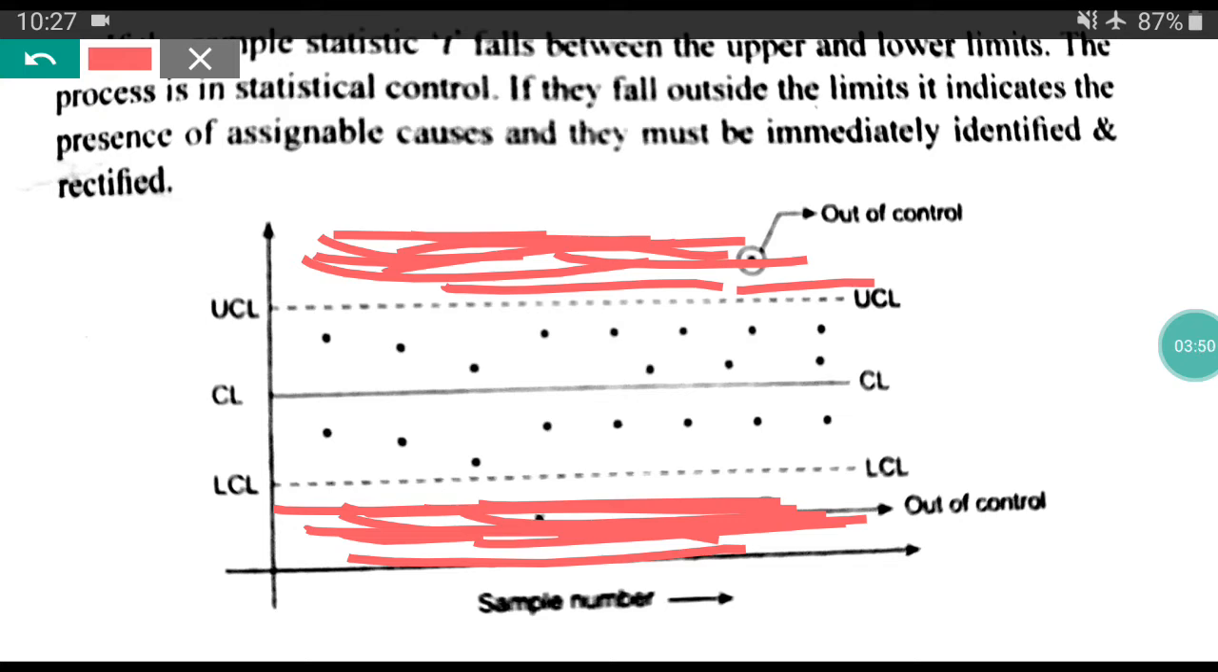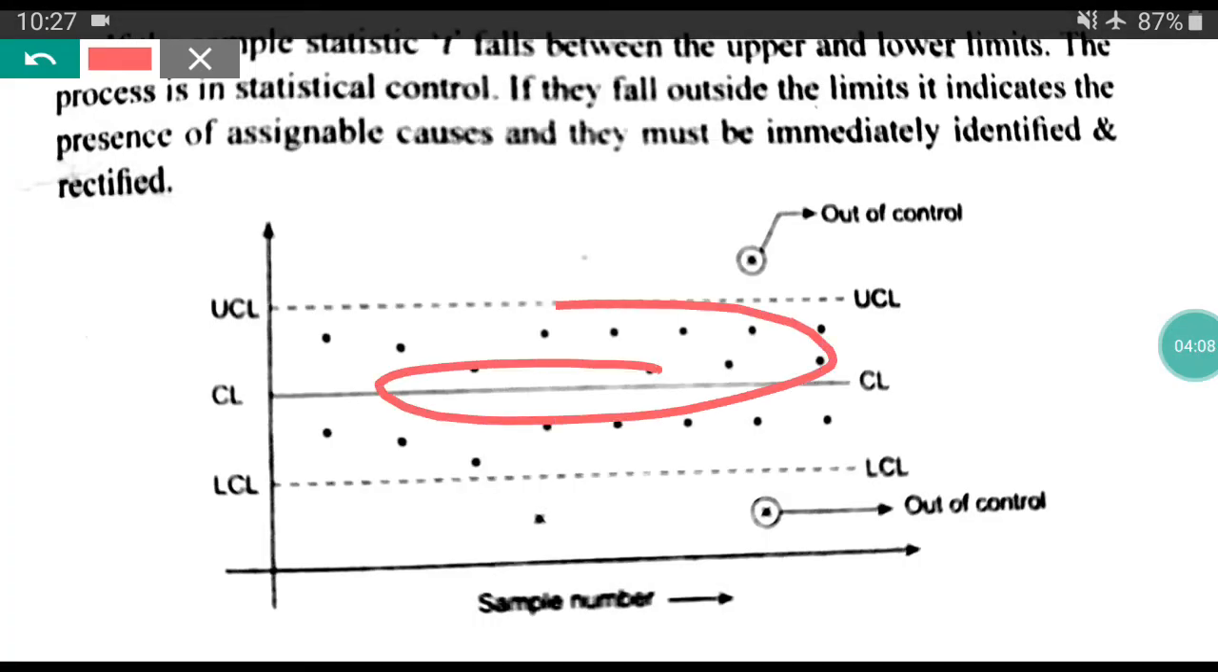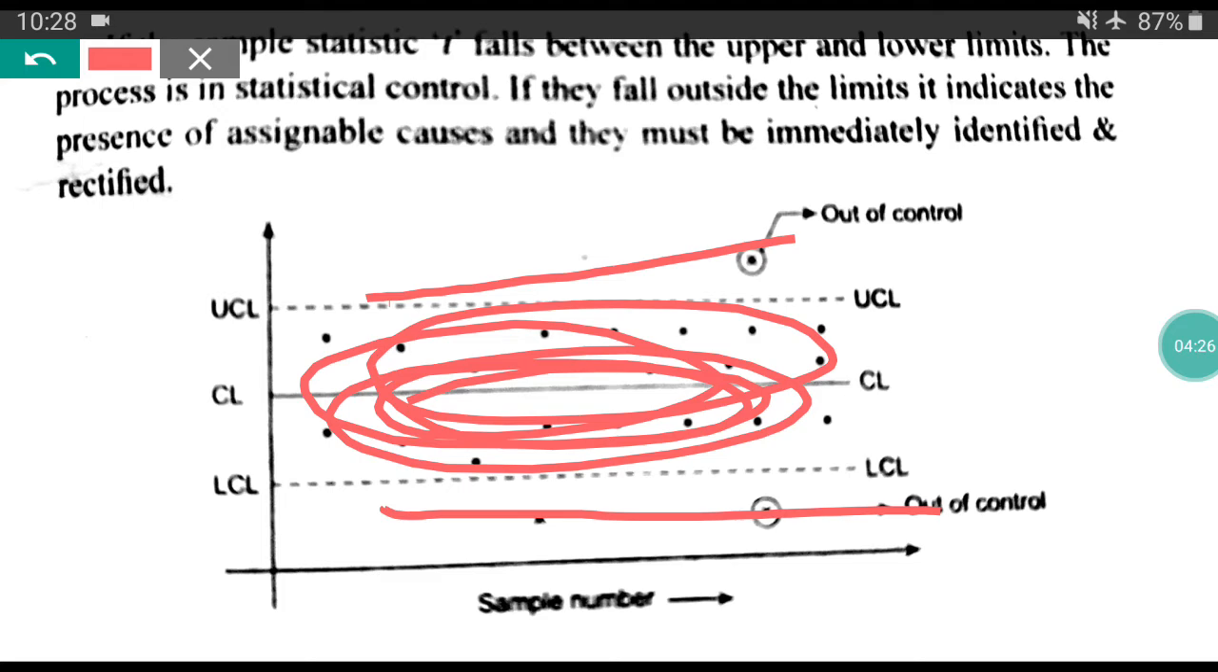Now if all your points come within the UCL and within the LCL, at that time this area is called within control. That's why you should remember. This area shows within control. If one particular point crosses outside the UCL, that is out of control. And if one crosses LCL, that is also out of control.